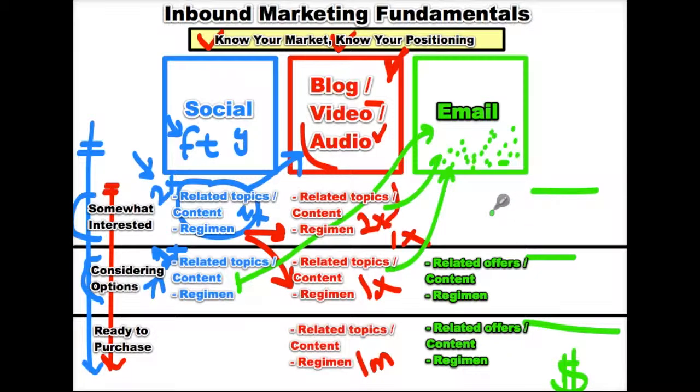So the ideal here now is to ask yourself, of my email list, what percentage of them fits in this category, and this category? What percentage of them are somewhat interested, considering options, and ready to purchase? Then what we're going to want to do is with our newsletter emails, we'll want to appeal to these different groups.